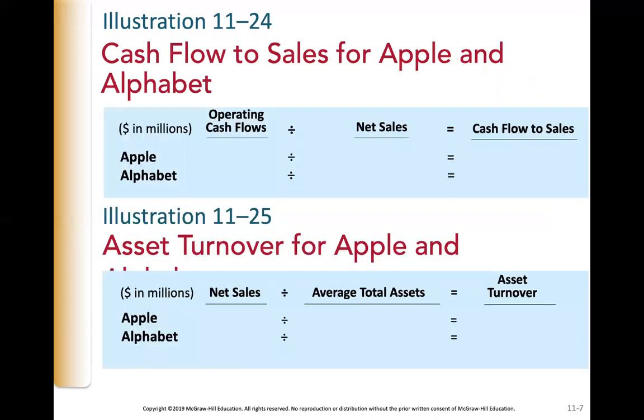So the cash flow to sales for Apple versus Alphabet. We're replacing net income with operating cash flows. So operating cash flows divided by net sales. We see Apple has 27.7% and Alphabet has 39.9%.